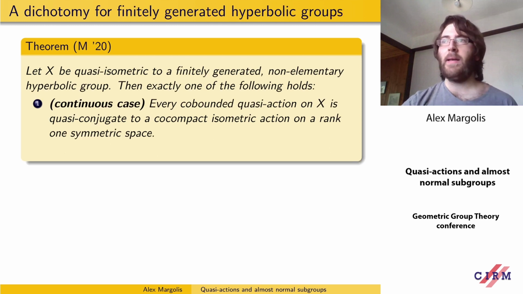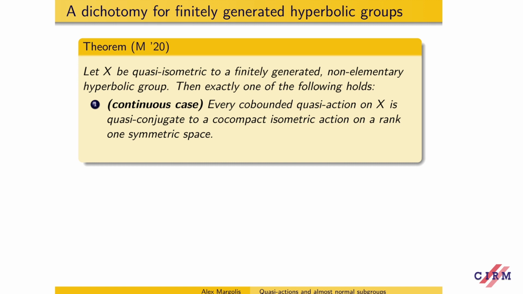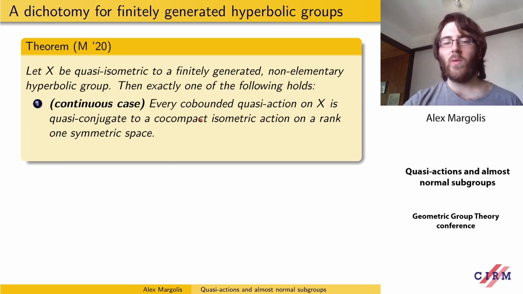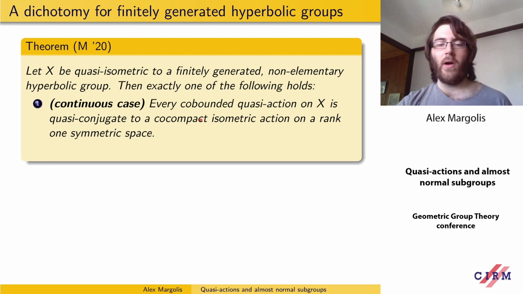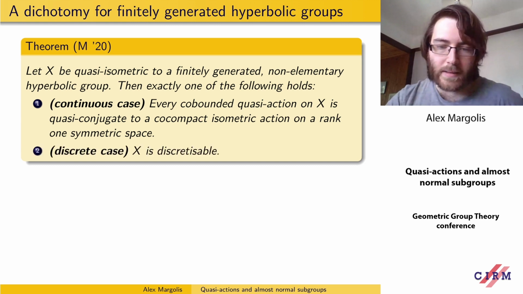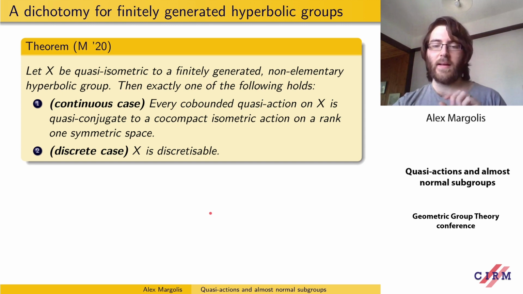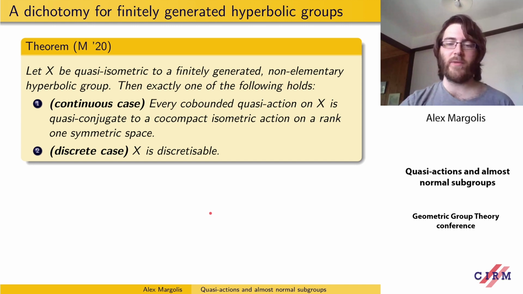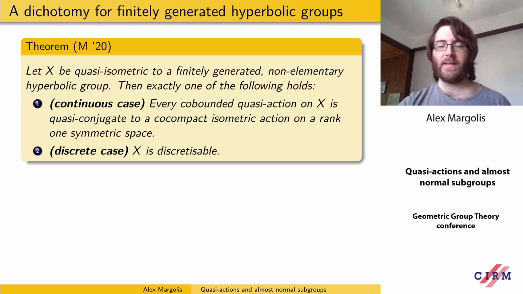And if we're only interested in Gromov hyperbolic spaces quasi-isometric to finitely generated groups, then we can be a bit more specific. Then in the continuous case, every co-bounded quasi-action is quasi-conjugate to an isometric action on a rank one symmetric space. So this is a lot more structured than just knowing a negatively curved homogeneous space. And in the discrete case, if we're not one of these things, every such space is discretizable. So in particular, using the QI rigidity of co-compact lattices in rank one Lie groups, we can deduce that every hyperbolic group is either virtually a co-compact lattice in a rank one Lie group, or it's discretizable. And this is the key point.